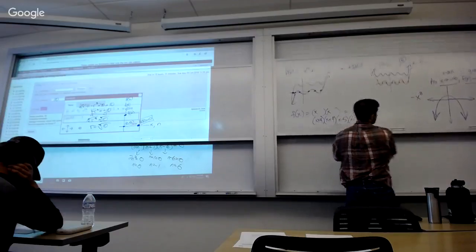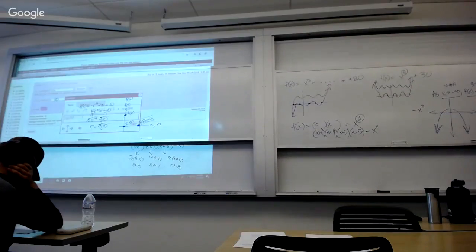I'm going to write it over here. The square root of x is the same as x to the 1/2. And the cube root of x is the same as x to the 1/3. And the fourth root of x is the same as x to the 1/4.